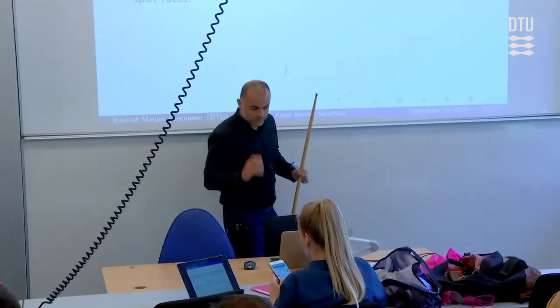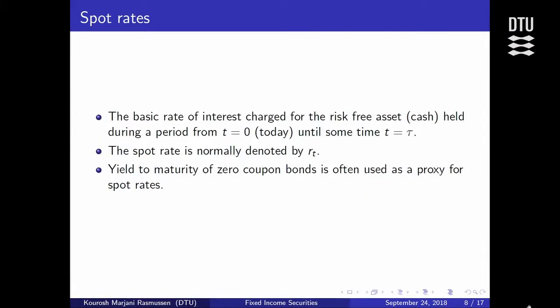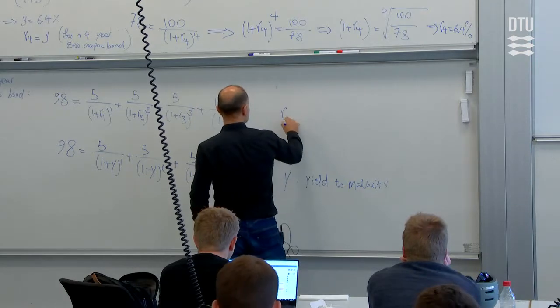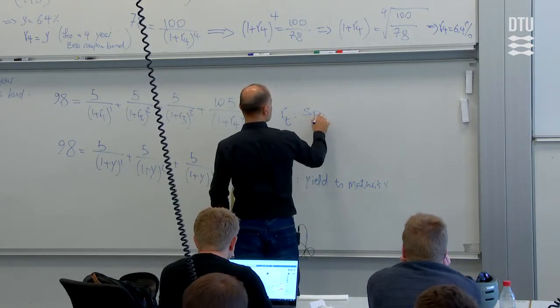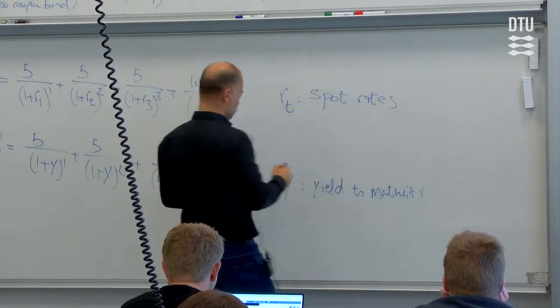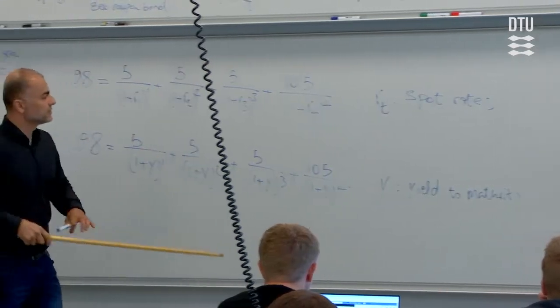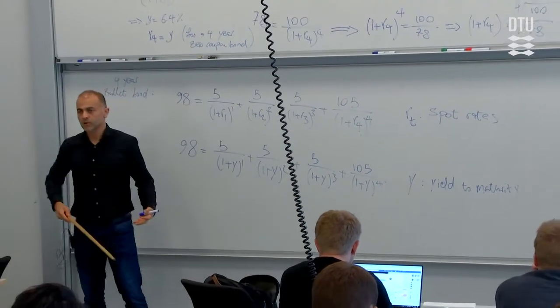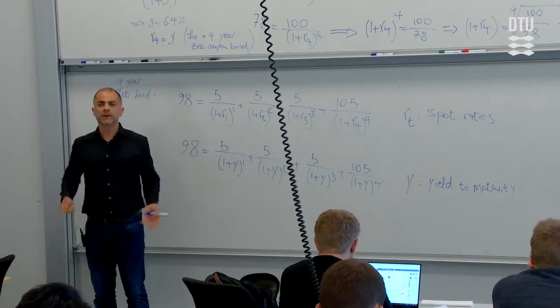And then we get back to what we actually started out with, which is the R's. So y is called yield to maturity. And then we have the R, RT. These are the spot rates. So the spot rates, they do not belong to one particular bond, but they belong to a bond market.